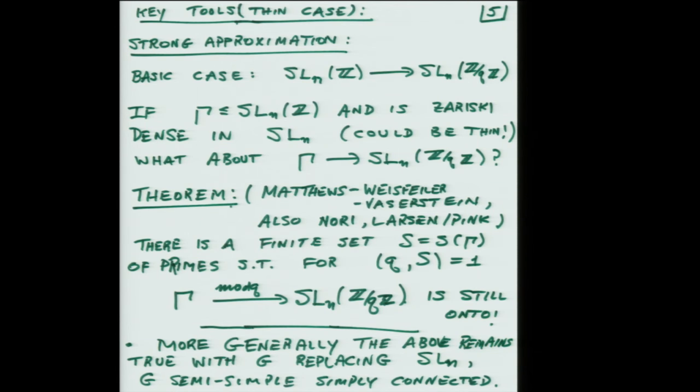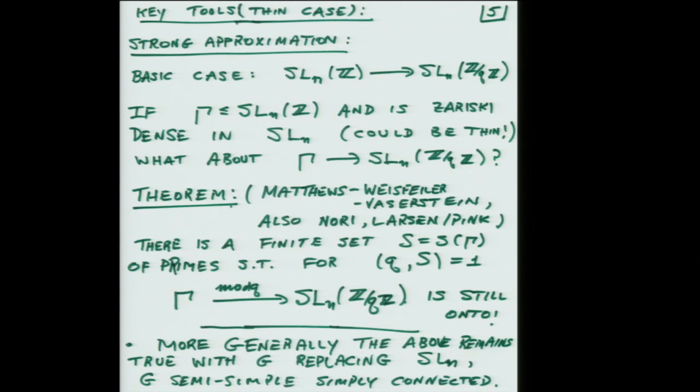So it's Zariski dense. And now I reduce modulo a prime. When I reduce mod p, I'm into a finite group. So perhaps the fact that I was deficient in being infinite index is now forgotten. And that's the theorem. So if you're arithmetic, this is well known, that you reduce SL_N(Z) to SL_N(Z mod q) onto. And the remarkable theorem, first of Matthews, Vaserstein, and Weisfeiler, which I guess did use the classification of finite groups.